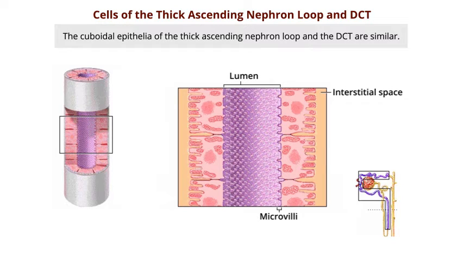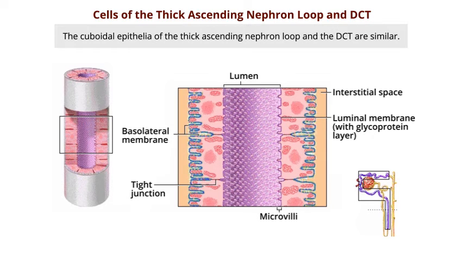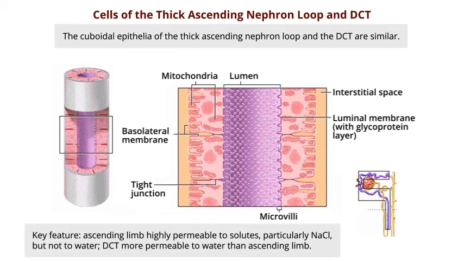In addition, the cells of the ascending limb are covered by a glycoprotein layer, which along with tighter tight junctions greatly restricts the diffusion of water. The basolateral membrane is similar to that of the PCT, containing many integral proteins and closely associated mitochondria for passive and active membrane transport processes. The key feature of the cells of the ascending limb is that they are highly permeable to solutes, particularly sodium chloride, but not to water. The cells of the DCT are more permeable to water than those of the ascending limb.